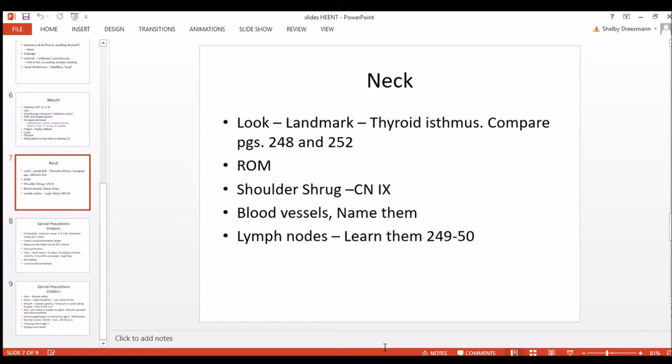Hydrocephalus is the accumulation of cerebral fluid in the head.